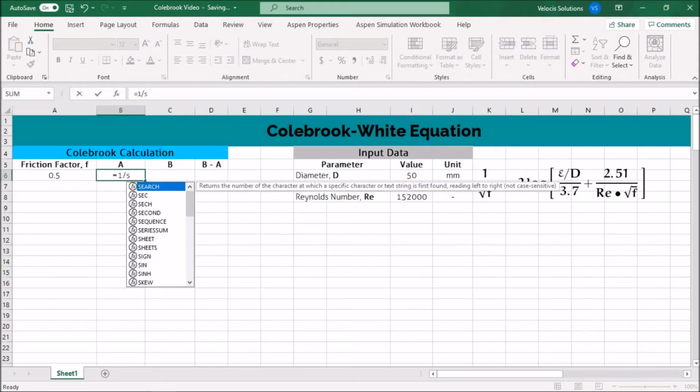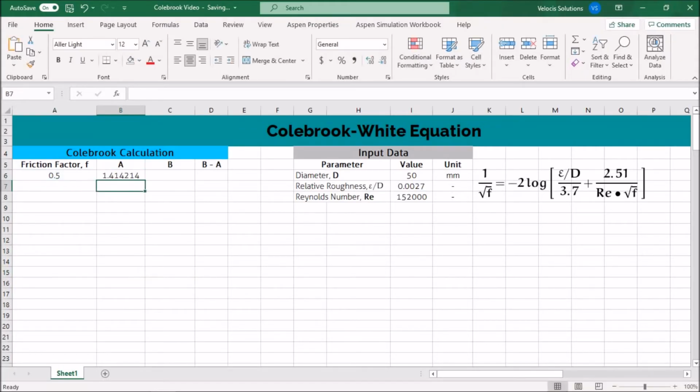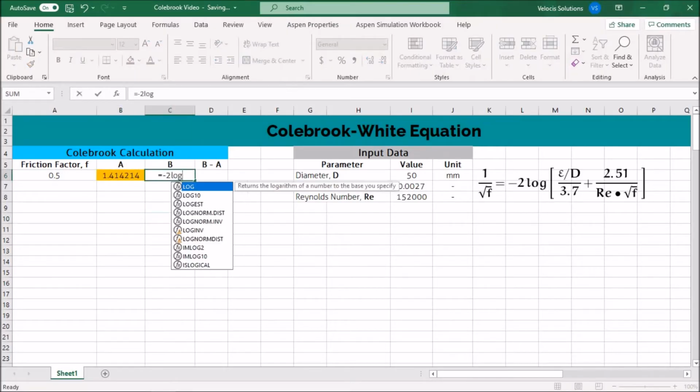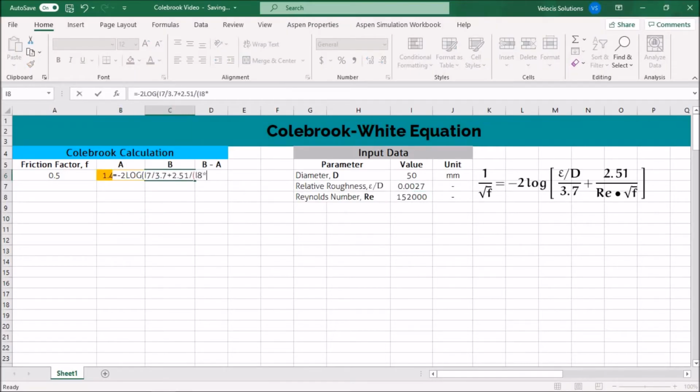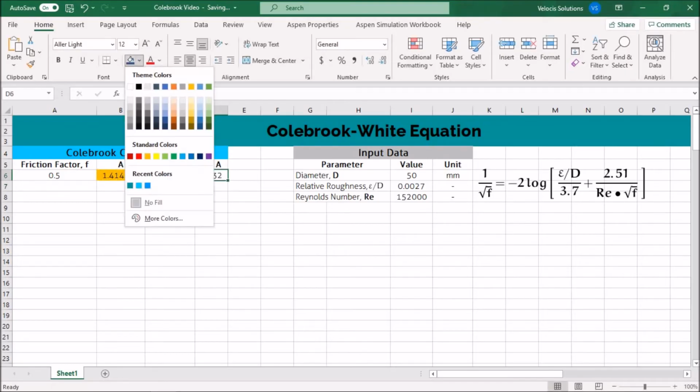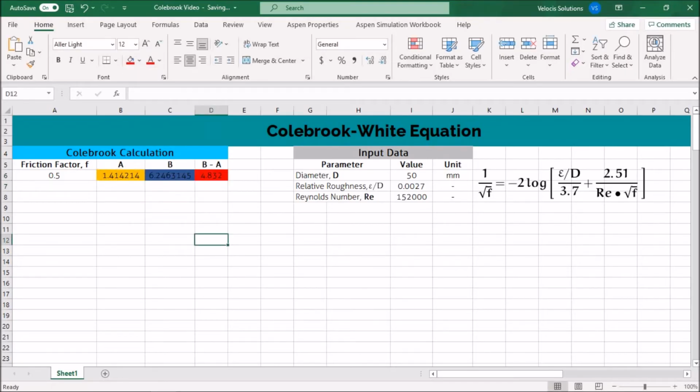First, let's say the initial value for friction factor is 0.5, and according to this, the left side A is 1.41, and the right side B is going to be 6.246. As you can see, the difference between the right and left-hand side of the equation is remarkably high. That means the initial friction factor is not correct.